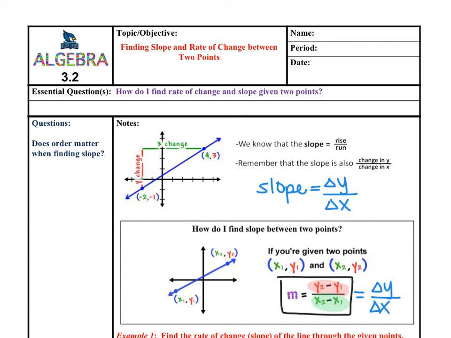To find the slope between 2 points, you take the y values and subtract, and you take the x values and subtract, because what you're trying to do is find how much it's changing between those x and y values. Put it in a fraction and simplify just like we did yesterday.